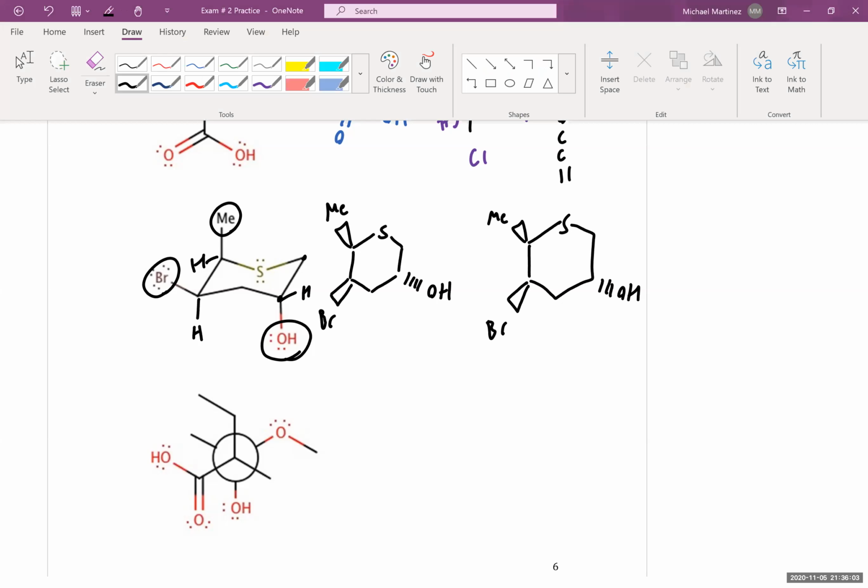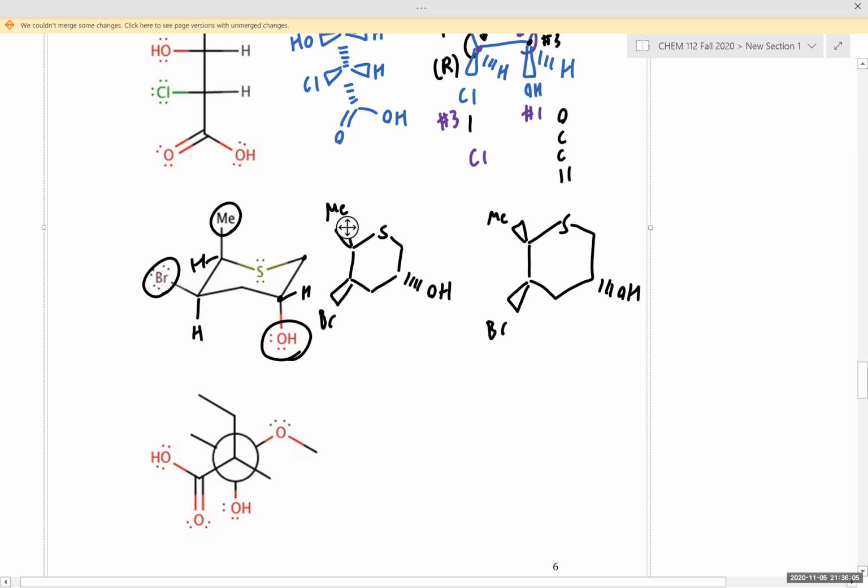Okay, so let's assign priority now. Bromine's priority 1. If we look one carbon over, we have sulfur, carbon, carbon, and hydrogen versus carbon, carbon, and 2 hydrogens. Sulfur wins out. So this group's priority 2, this group's priority 3. Tracing, we have a clockwise rotation. So that in turn gives us an R stereocenter.